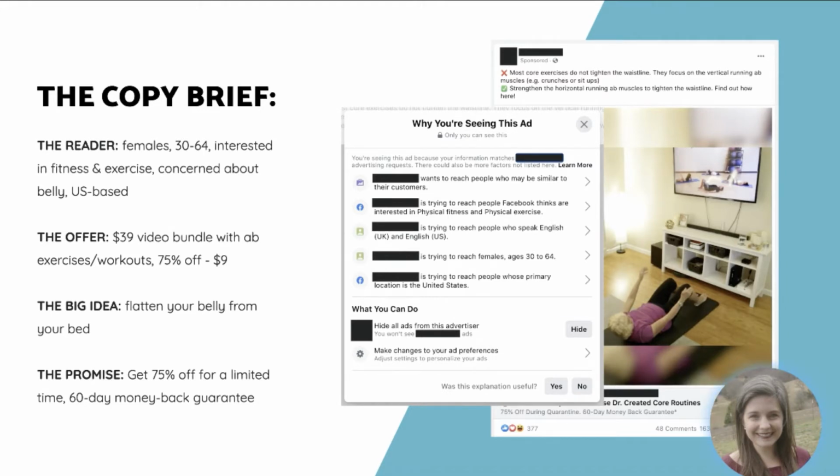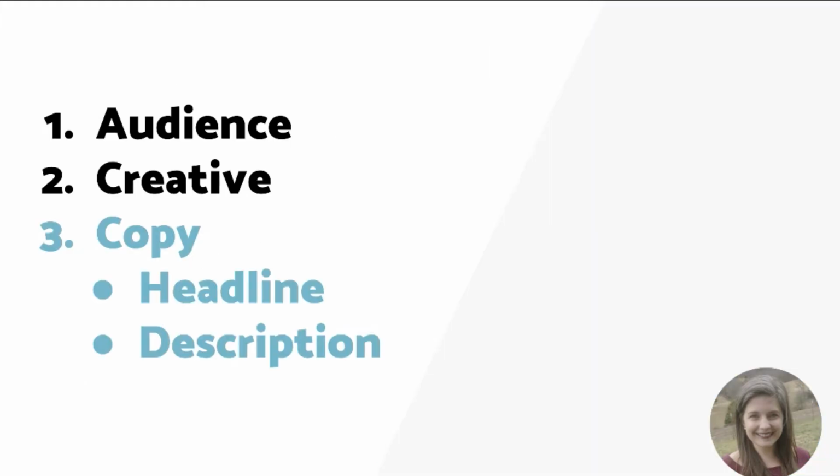Now, this is a very product-focused type of promise. A lot of times with a promise, we will see something that's related more strongly to the big idea or to the outcome that is promised with using this product or service. When we're optimizing Facebook ads, this is where copy fits in the bigger picture.